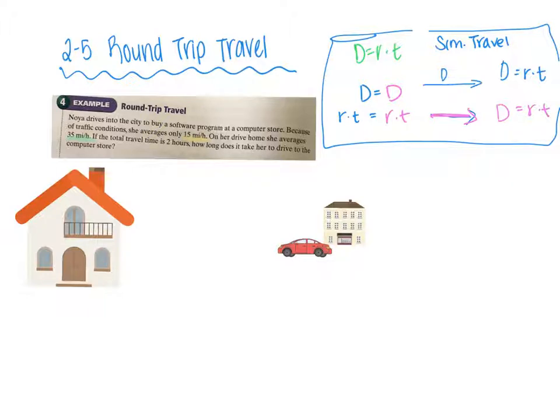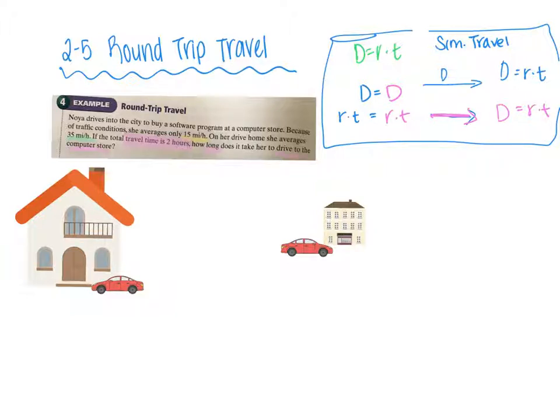On the return trip, she averaged 35 miles an hour. She made it home way faster. She traveled the same distance. The store and the house did not change. And I know that my total travel time up here is 2 hours. And I want to know how long does it take her to get from her home to the computer store.